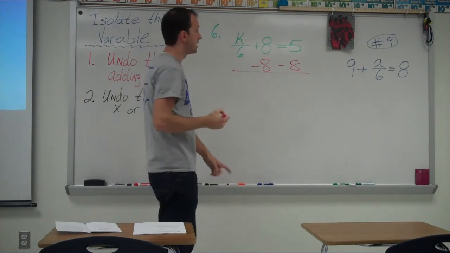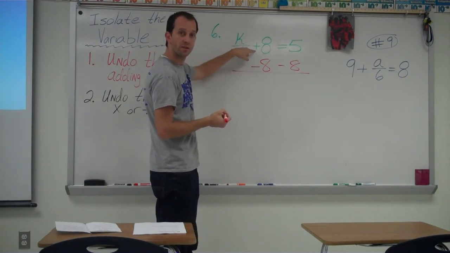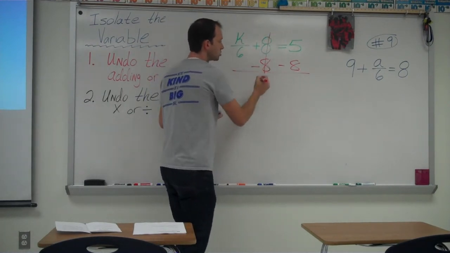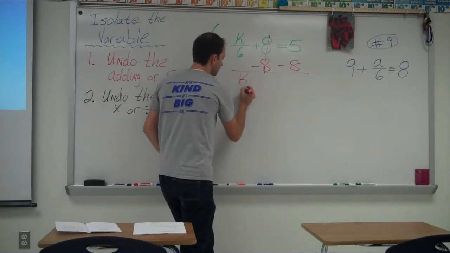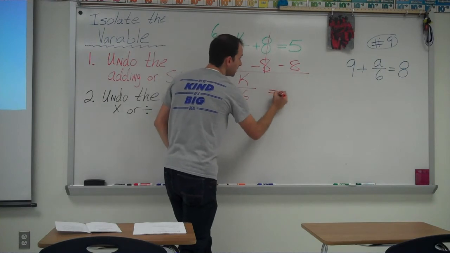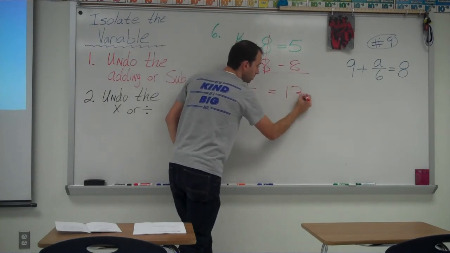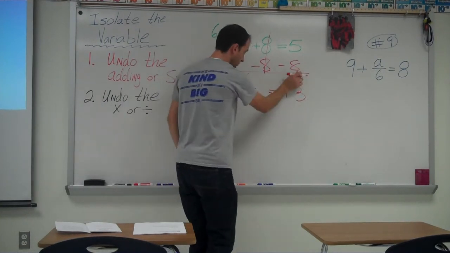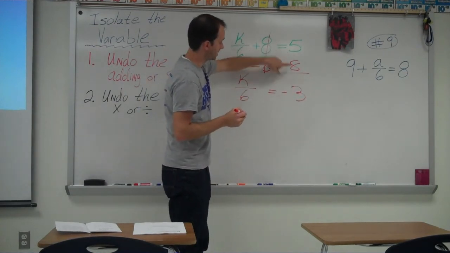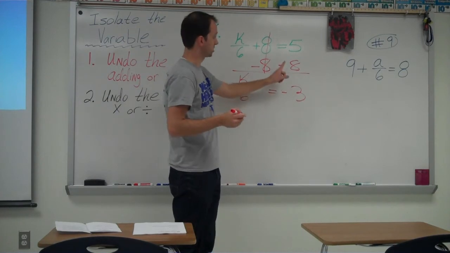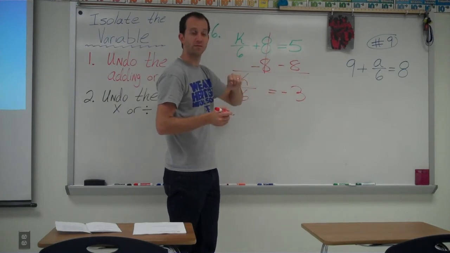from each side. If we subtract 8 here, positive 8 minus 8 makes 0. So we would say in math that those cancel out. And we have k over 6 is equal to negative 3. 5 minus 8 is negative 3 because we're taking away more than we have.